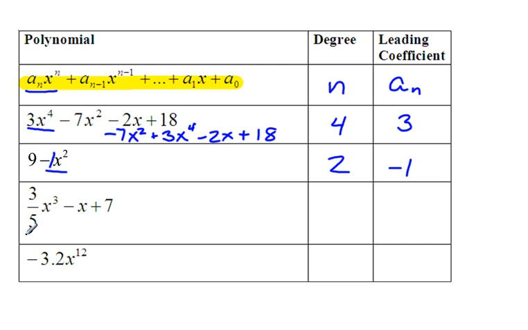In the next one, it is written in standard form. And even though we don't have all the terms, we can see that the highest term has a degree of 3, or the polynomial has a degree of 3, and the leading coefficient is 3/5. And in the last polynomial, we have just one term, therefore the degree must be 12, and our leading coefficient by default is -3.2. Now, why do we care so much about the degree?